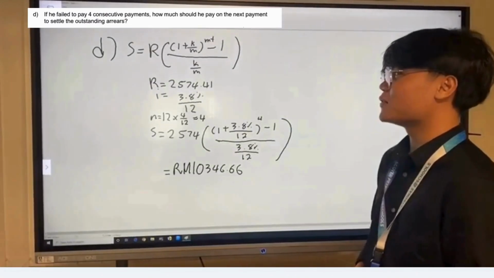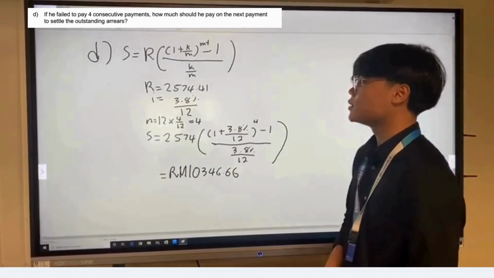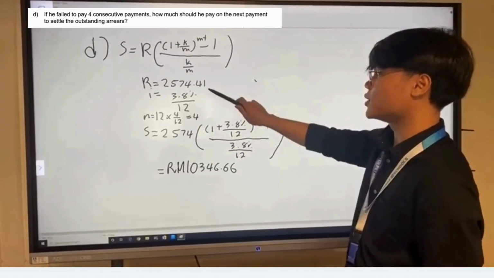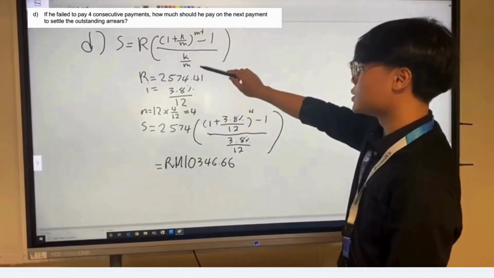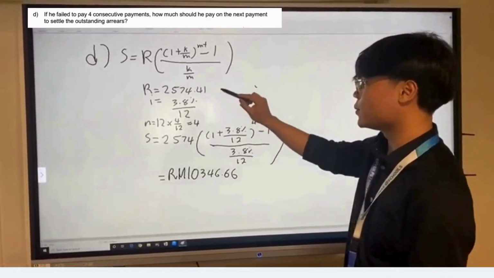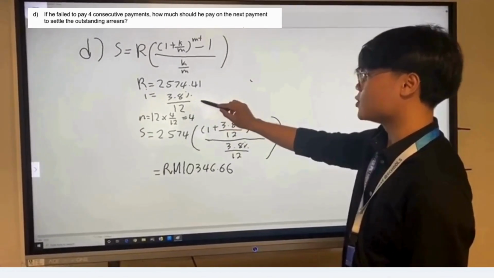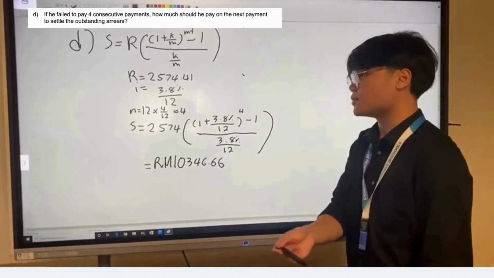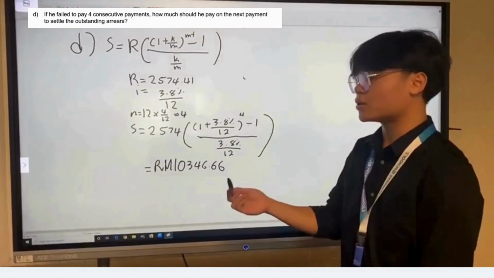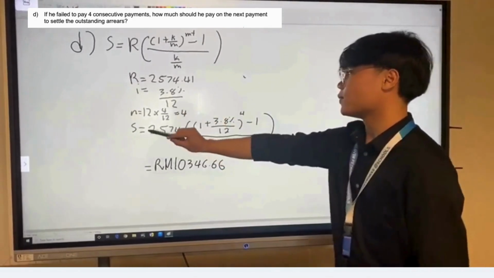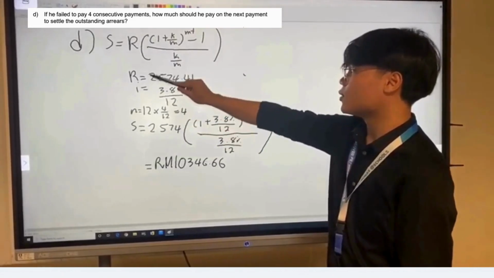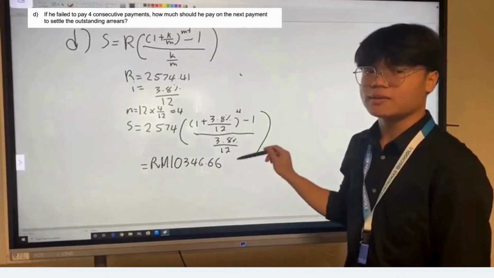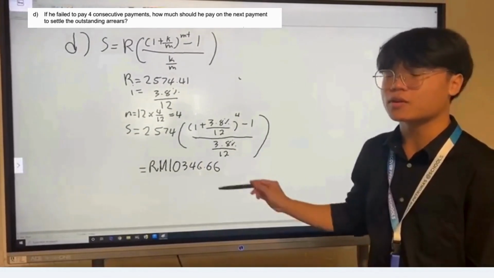Now we proceed with the next part of the question. This is the formula that we're going to use, and this is the information we're also going to use from the previous answers. So R equals 2,704.41, and then your I is going to be 3.1% over 12, and then your N is going to be 12 and 54, because the question statement says if you fail to pay 4 consecutive payments. So we insert everything into the formula, and then you will get 10,246 ringgit and 66 cents. This is the amount you're going to pay if you fail to pay 4 consecutive payments.